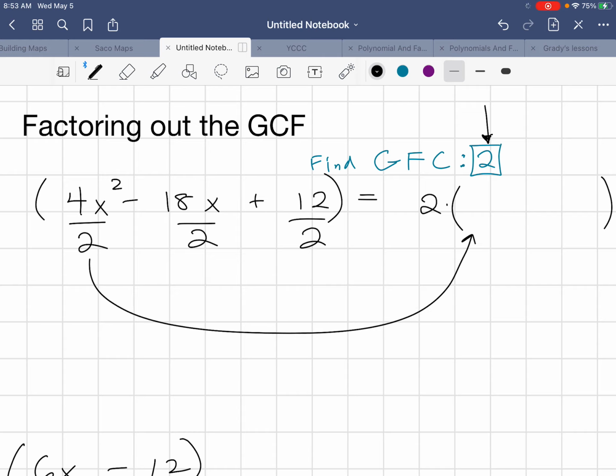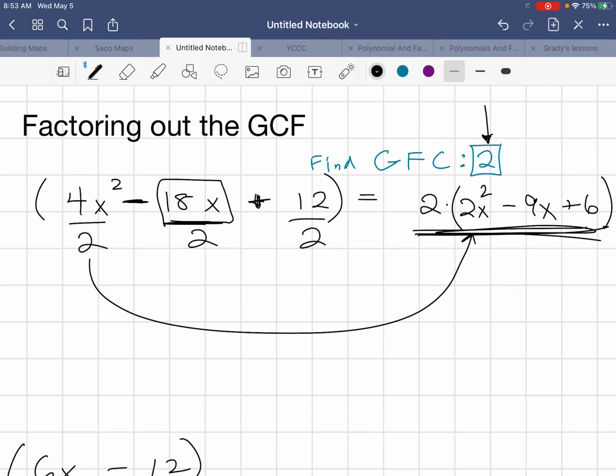And if I divide 4x squared by 2, I get 2x squared. If I divide this negative 18x by 2, I get negative 9x. And if I divide this positive 12 by 2, I get positive 6. And this would be my final answer. Okay, that is factored to our current level of ability.